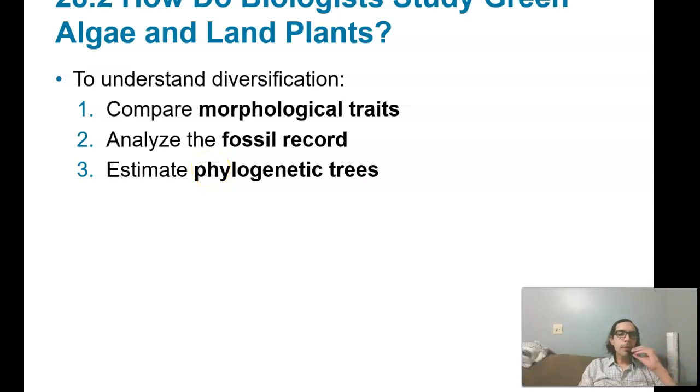All right, so now we're going to look at how biologists study green algae and land plants. So we're looking at how they study green algae and land plants. To look at that, they use morphological traits, they use the fossil record, and they also use phylogenetic trees.